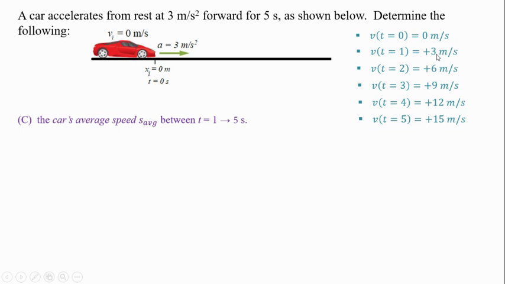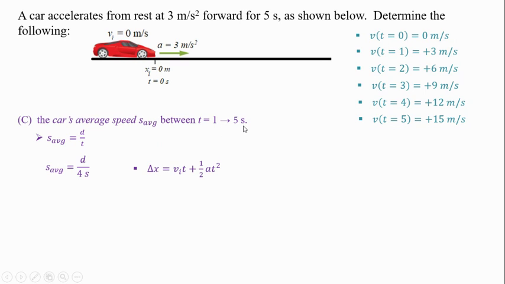So every second, the velocity increases by 3. So it goes from 0 to 3, 3 to 6, 6 to 9, 9 to 12, 12 to 15. All right. So therefore, we can just use the same strategies as in part A. The average speed is distance over time. We know that the time is 4 seconds because from 1 to 5 is 4 seconds.